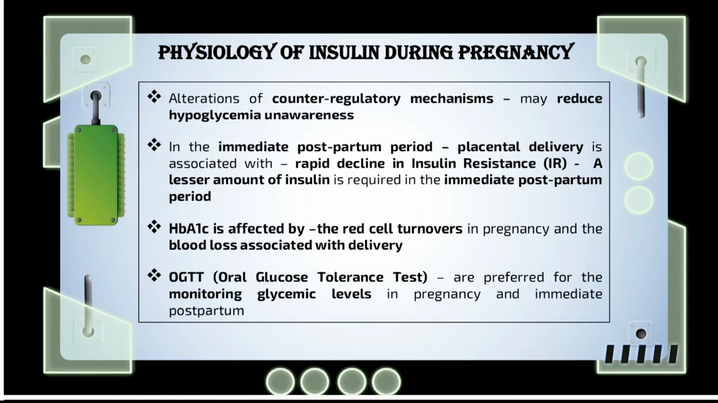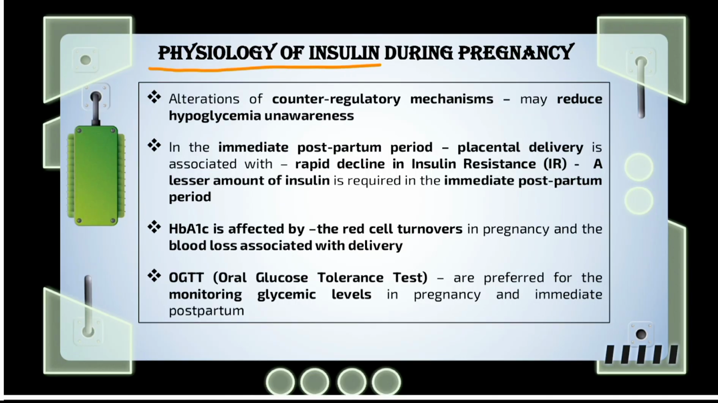In another aspect of the physiology of insulin, during pregnancy, in the second and third trimester, there is alteration in the counter regulatory mechanism in the body, and because of that there is reduction in hypoglycemia unawareness among pregnant women.